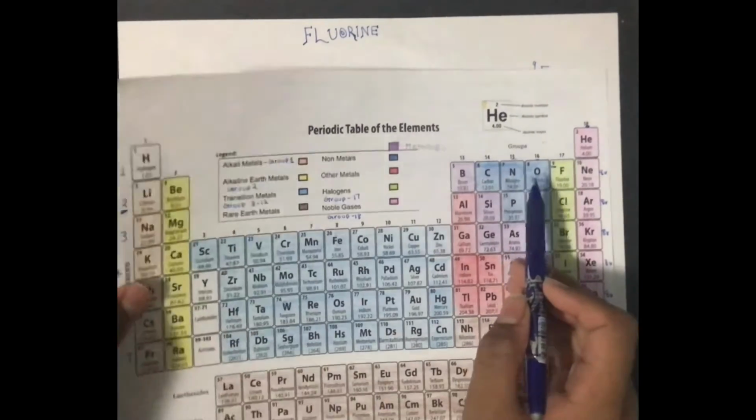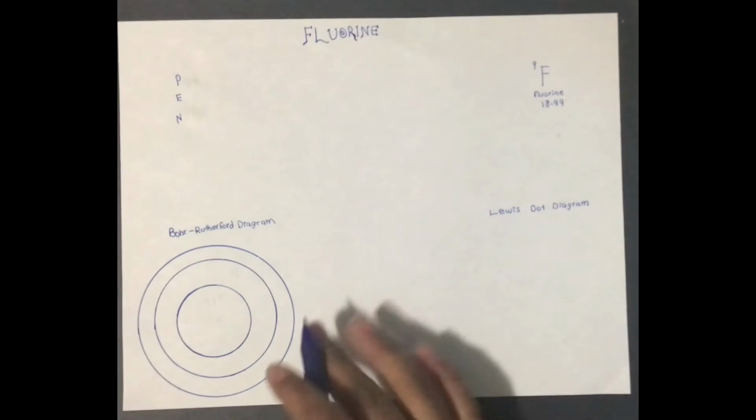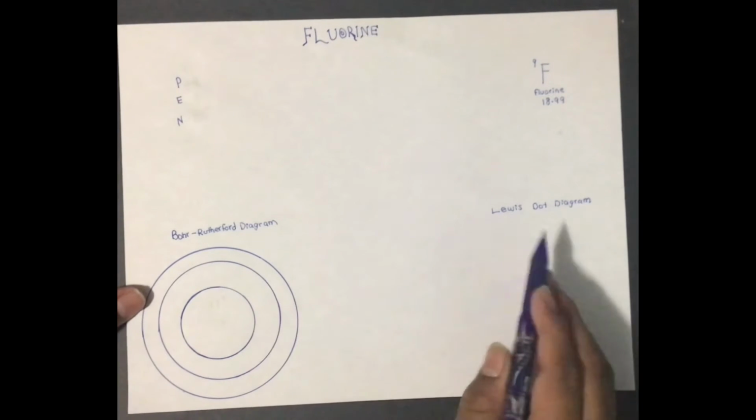Okay, let's get started. So first I will be drawing the Bohr-Rutherford diagram and then the Lewis dot diagram.